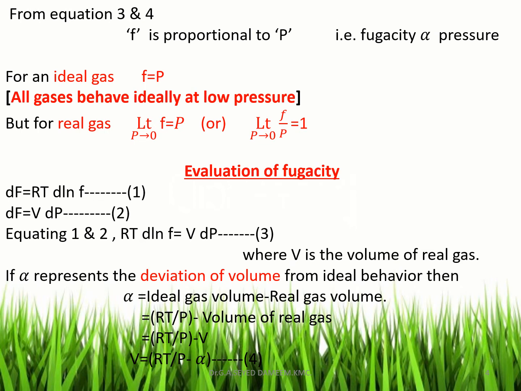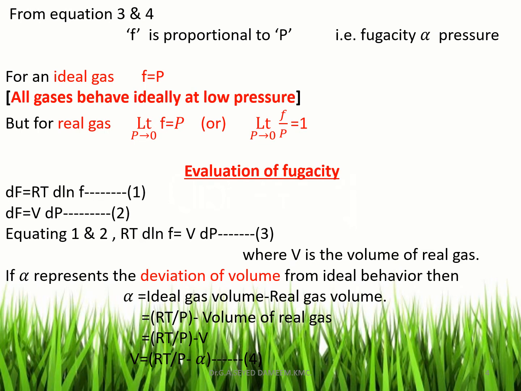That is simply RT by P minus V. Therefore V is equal to RT by P minus alpha, by changing minus V from the right hand side to the left hand side, and plus alpha from the left hand side to the right hand side. We get equation 4. That equation is V is equal to RT by P minus alpha.